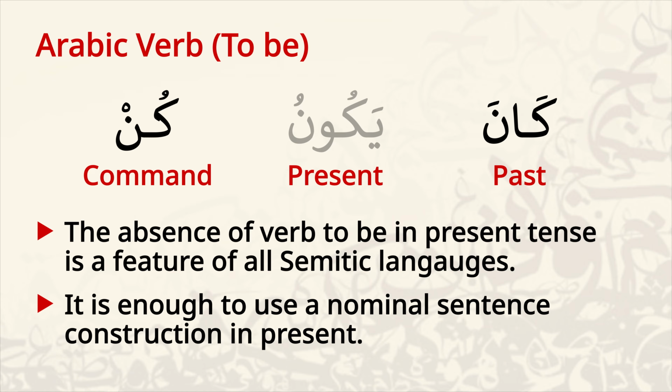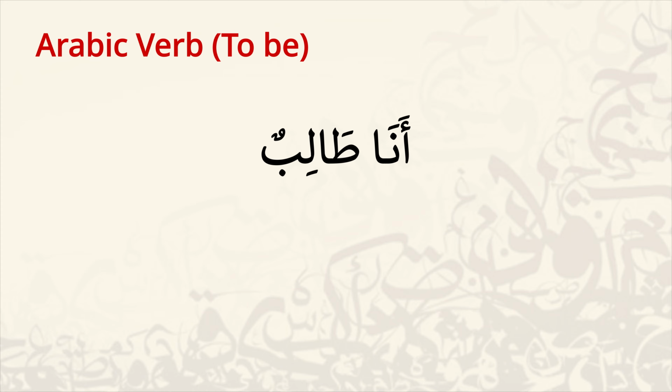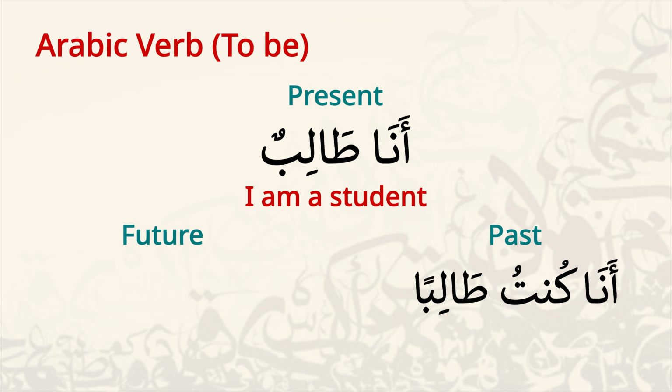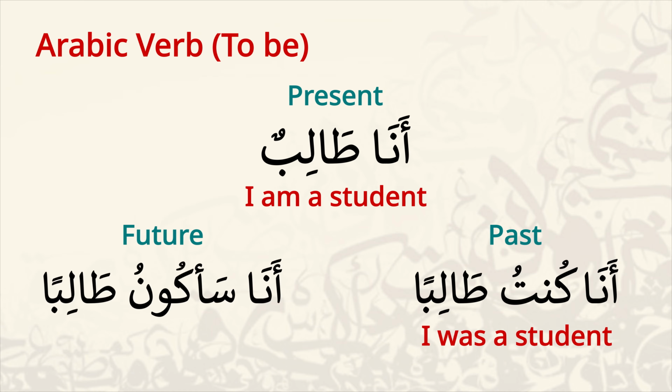For example, when I say أنا طالب, this sentence indicates present, which means I'm currently a student. If we need to say it in past or future, here will show verb to be. أنا كنت طالبا, I was a student, and أنا سأكون طالبا, I will be a student.